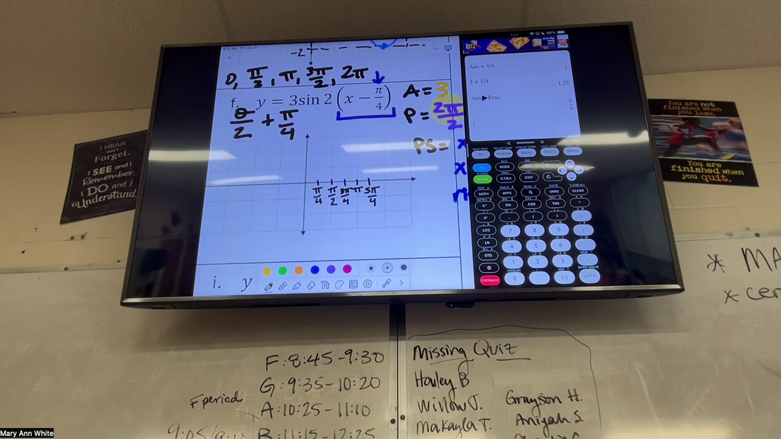The labeling is super important here. That's why we're going over all of these steps, because I need to see every single label of every angle. Now, instead of starting at 0, we had to move right pi over 4. So I'm starting at pi over 4.